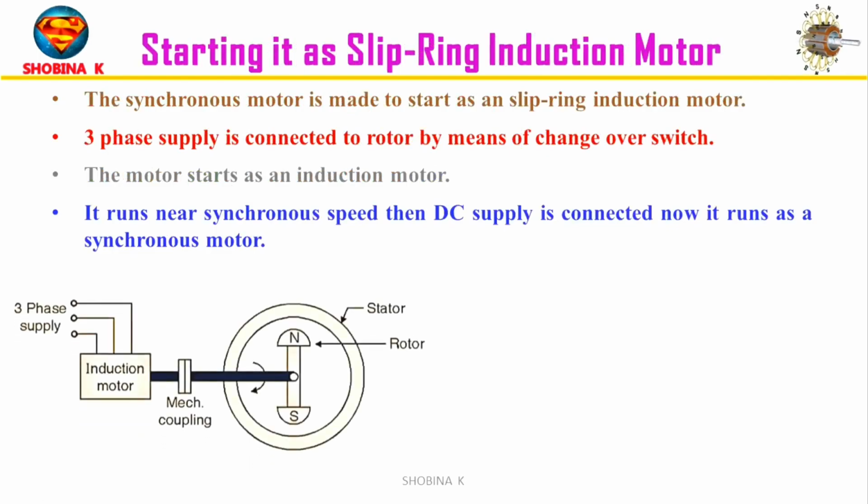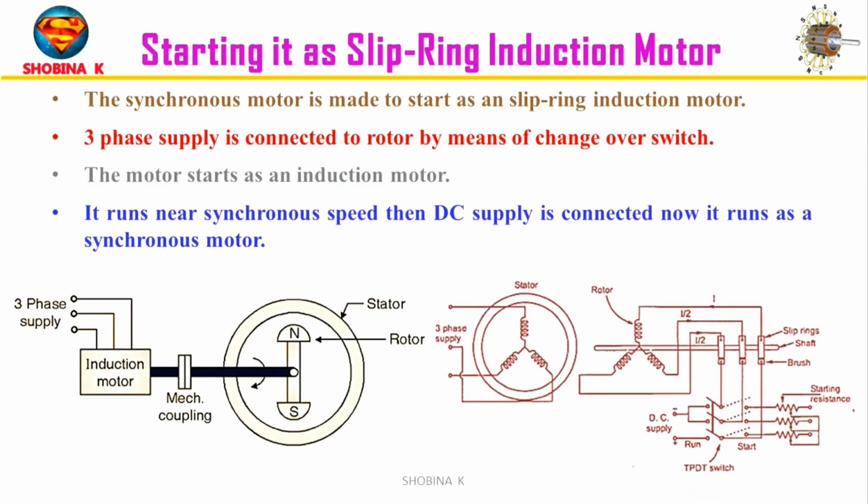Next method is starting as a slip ring induction motor. Here the synchronous motor is made to start as a slip ring induction motor. For that, the rotor winding needs some modifications. The three-phase supply is connected to the rotor by means of a changeover switch. Then the motor starts as an induction motor and it runs near the synchronous speed. Then the DC supply is connected. Now it runs as a synchronous motor. This method is not used in practice because of complications in field winding. The damper winding method is the most popular for the starting of the synchronous motor.